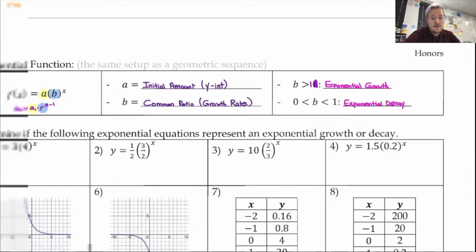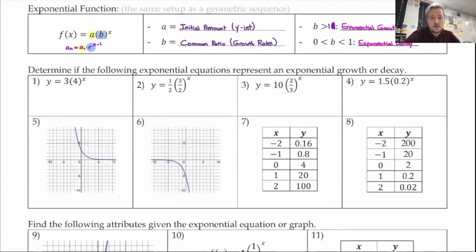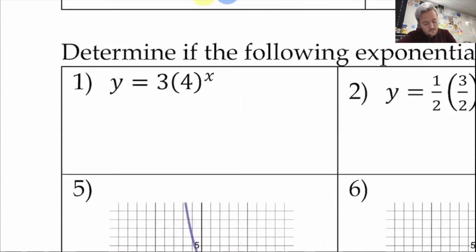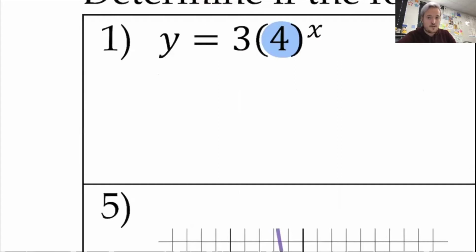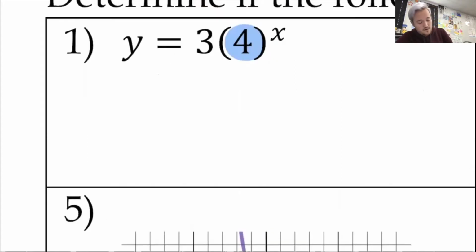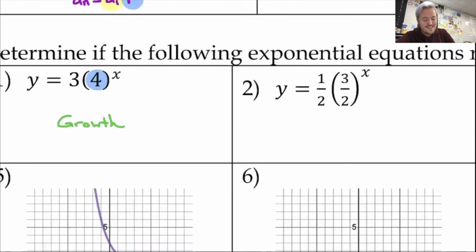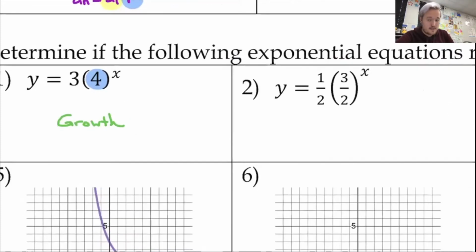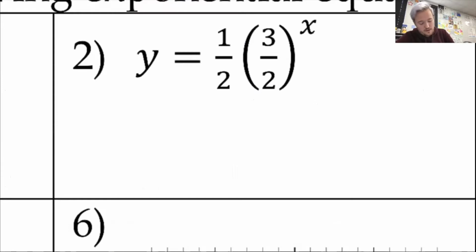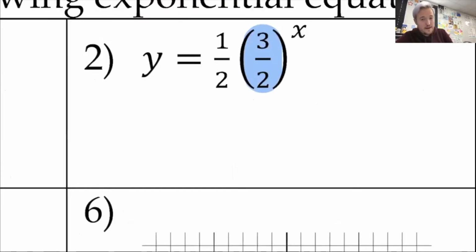All right, so given either the equation, the graph, or the table, you have to determine whether this is going to represent an exponential growth or an exponential decay. So remember, if I give you an equation, you have to look at the value inside the parentheses. If it's bigger than 1, then that's going to tell you it is a growth. If the number inside the parentheses is less than 1, that is going to be a decay. But remember, we're looking at the number inside the parentheses. So 3/2 here, well, that's still bigger than 1, which means this is still a growth.